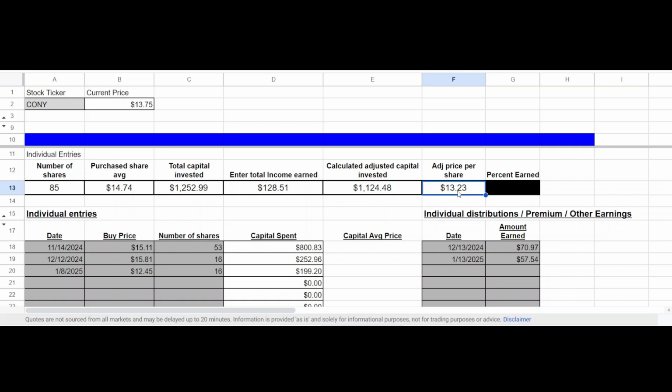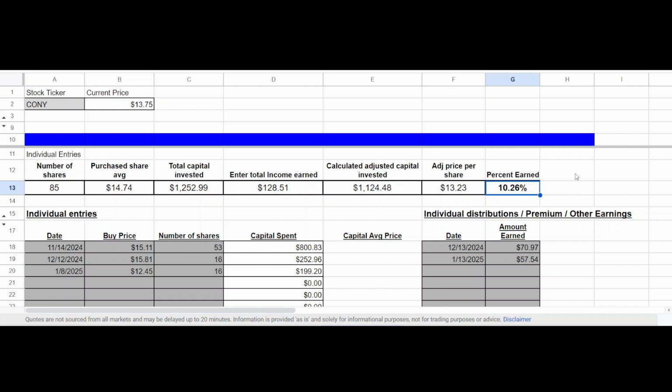So that's good. So what I would be looking for is if it can go below that $13.24 or $13.23. So if I can get it around $13 or $12 or something, maybe I'll look to purchase more shares at that time. So what is the percentage of my earnings? So I've earned 10.26% back on the amount that I had invested. So not too bad, not too bad.